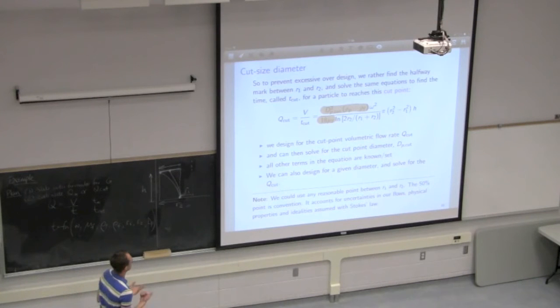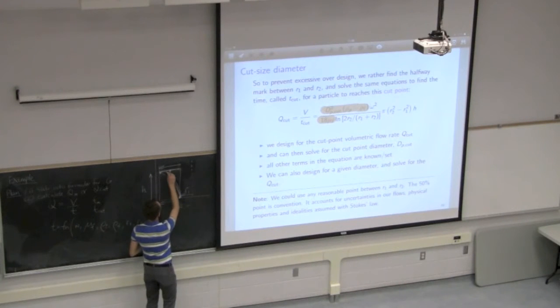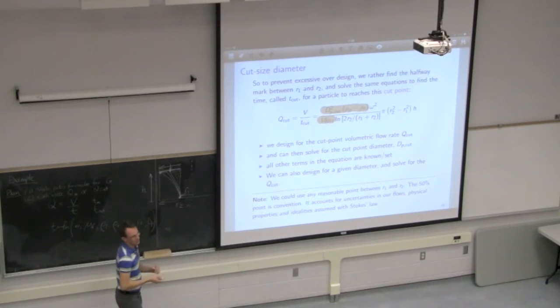Because T cut is going to be a smaller value, we're saying we don't need to operate so conservatively. Let's consider 50% our cut point. Particles that land up this side are assumed to still be retained. Particles that land to the right of this cut point are assumed to actually wash up. So it's a less dramatic, less strong assumption.